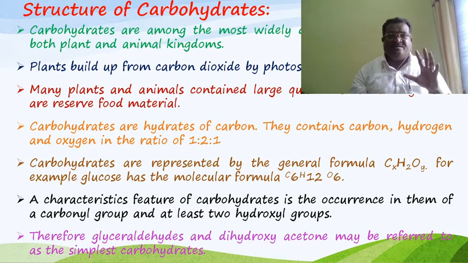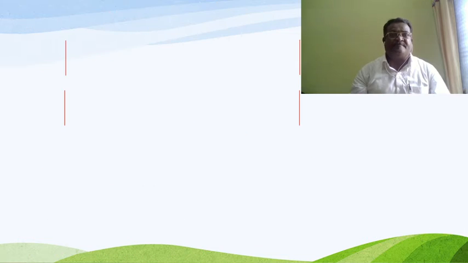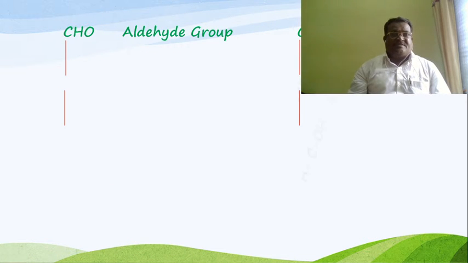So from this introduction about carbohydrates, you know that carbohydrate is present in plants and animals. They contain a large quantity and it is stored as reserve food material. Carbohydrate is the hydrate of carbon and the elements are present in the ratio of 1:2:1. One example is glucose, C6H12O6, and it contains a carbonyl group and at least 2 hydroxyl groups. This is the structure.